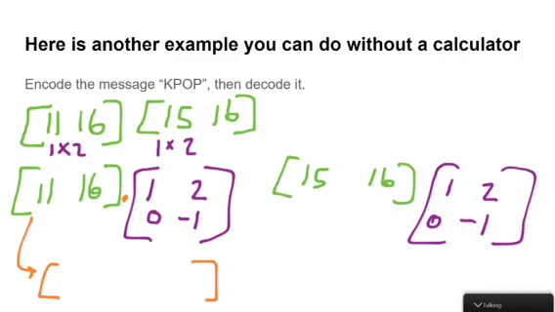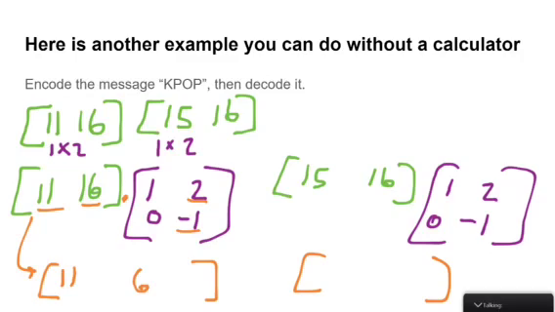So when I multiply this together, I get 11 times 1, and then 16 times 0. That's going to be 11. And then 11 times 2, and then 16 times negative 1. That's going to be 22 minus 16, which simplifies to 6. Okay, so that is our message that has been coded. The first 2 letters.